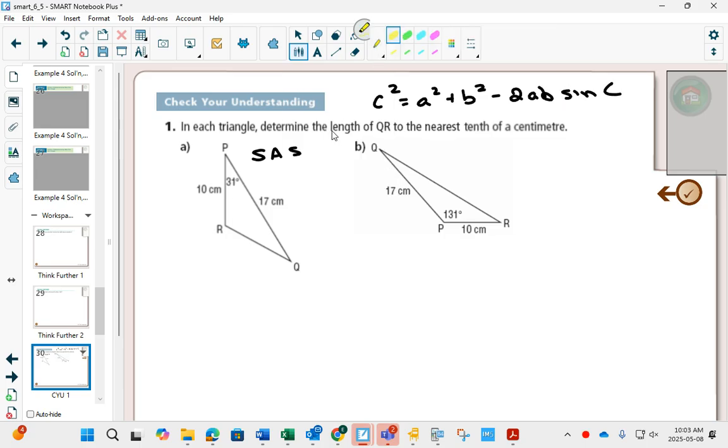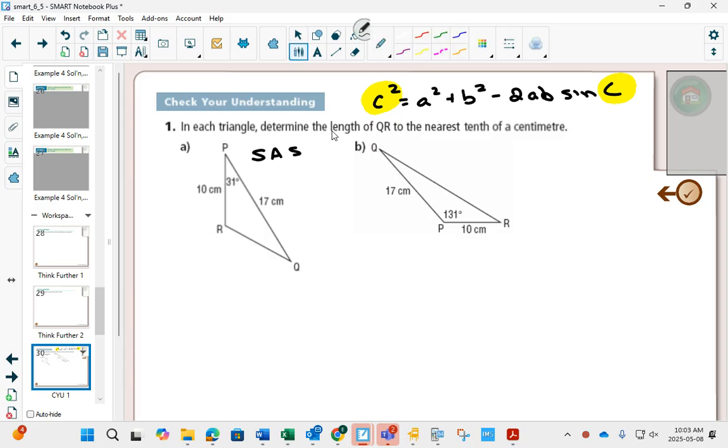And I'm going to tell you that the important thing is not the letters, but the following. Whatever angle you have has to go with the side over here. That's the key thing. Just like sine law, angles went with opposite sides. Cosine law has that as well. Whatever angle you're using, the opposite side goes here.